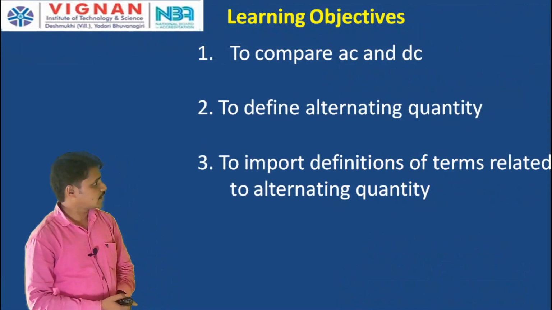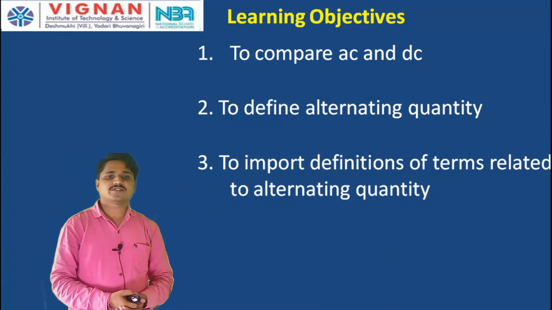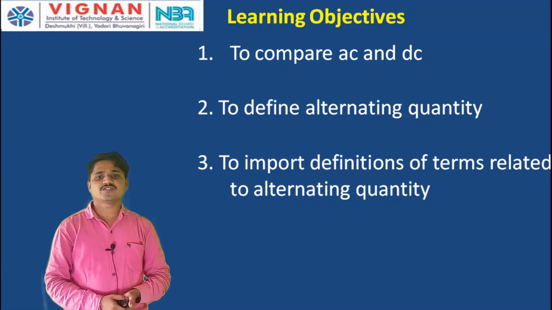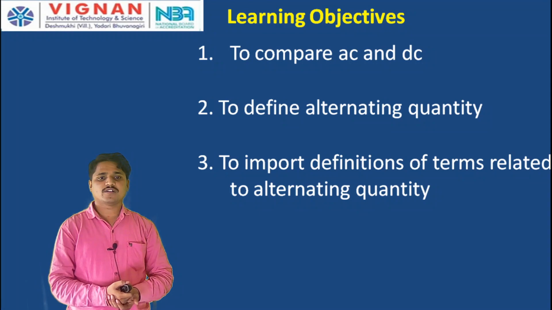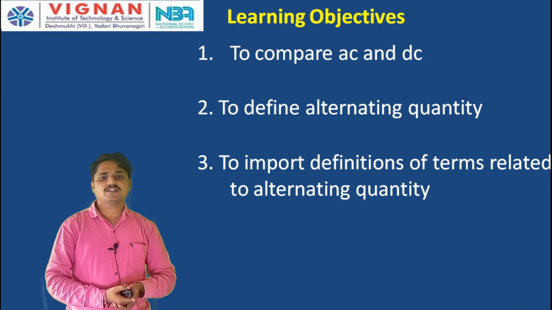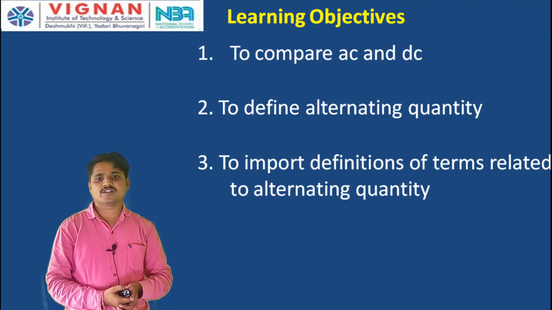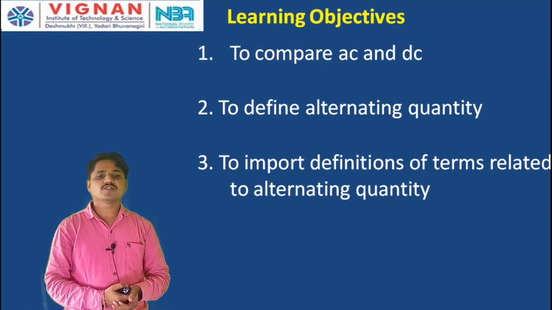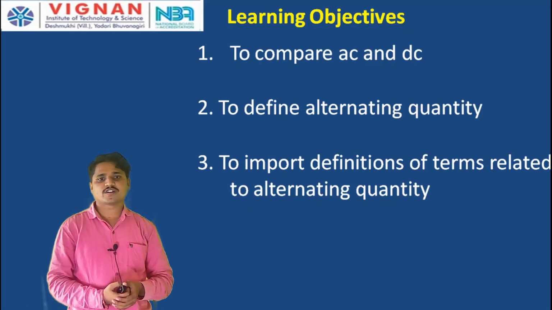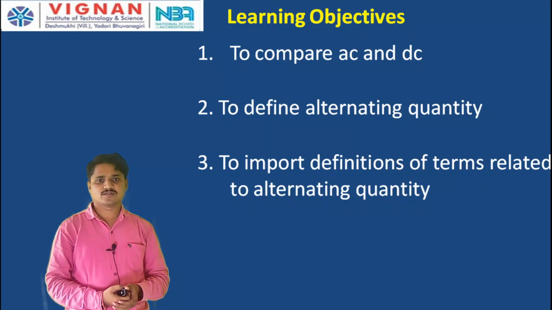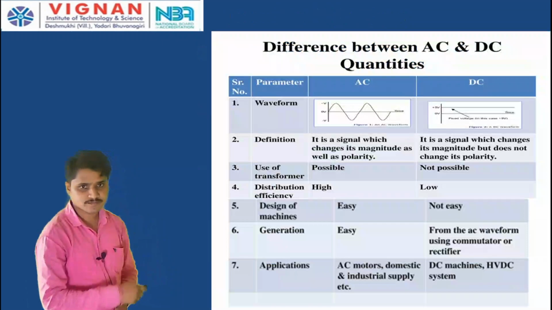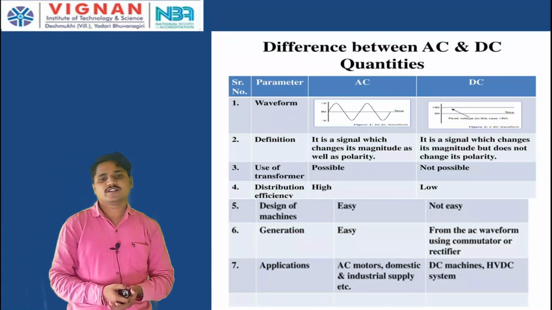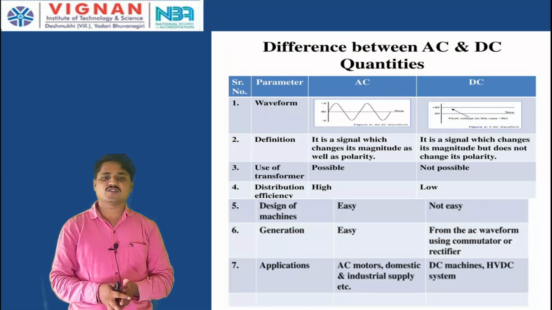So, coming to the learning objectives of today's lecture: to compare the AC and DC quantities, to define the various alternating quantity parameters and what is meant by alternating quantity, and to define some terms related to the alternating quantities. Okay. So, let us see one by one. Now, the first one is the difference between AC and DC quantities.